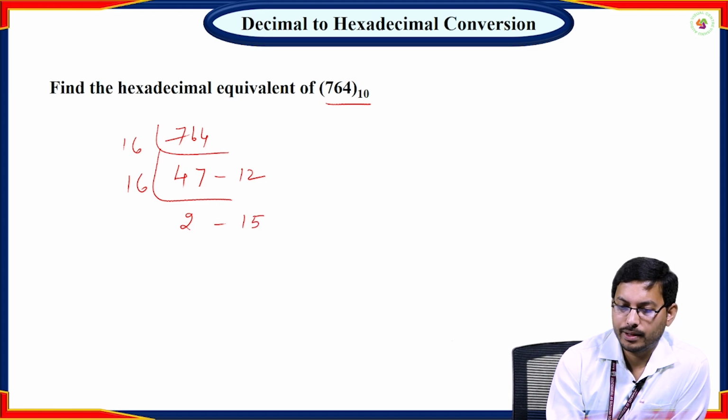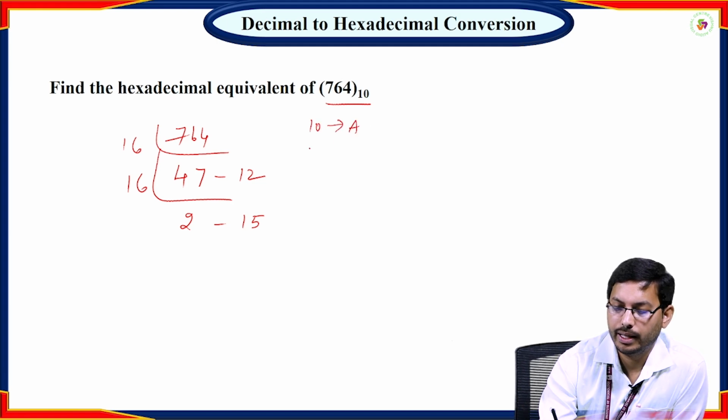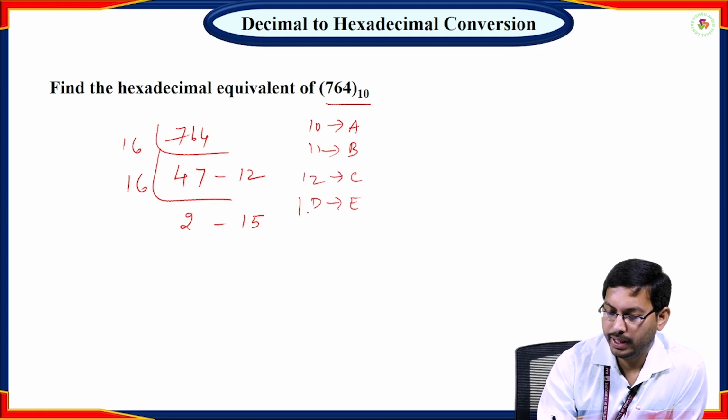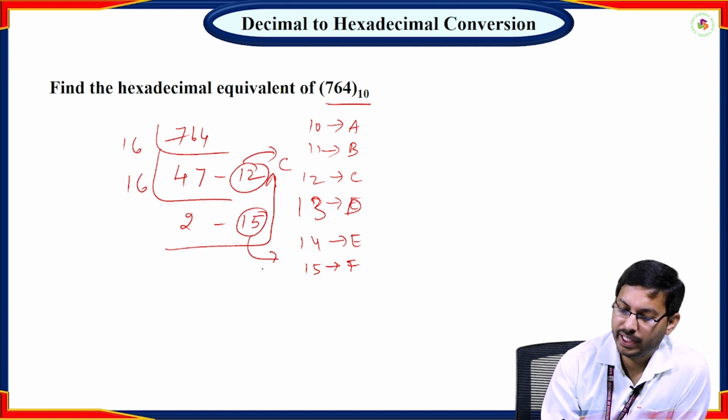So as we know, we need to represent numbers after 9, that means after digit 9, 10, 11, 12. So 10 is nothing but A in the hexadecimal number system, 11 is nothing but B, 12 is C, 13 is D, 14 is E and 15 is F. So like that. So here 12 we can represent as C and here 15 we can represent as F.